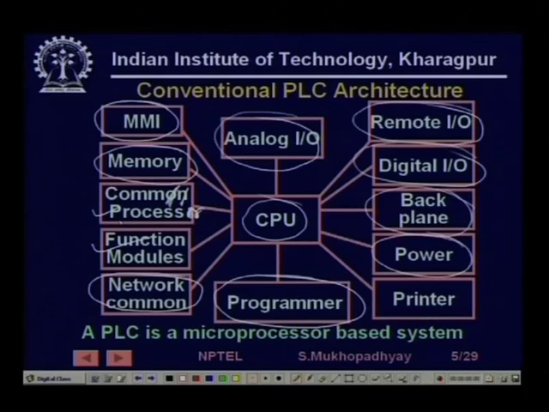Sometimes you have separate I/Os which are intelligent, in the sense that they have their own computing capabilities, so the main CPU needs to talk to them. Therefore, this is also a kind of I/O. So, you see that a PLC is basically a microprocessor based system with a lot of I/O, and we are going to see what these different types of I/Os are.